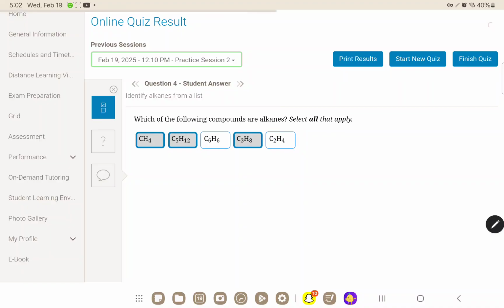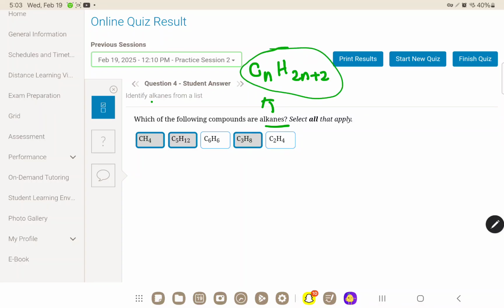Now, moving on. Which of the following are alkanes? A little background information about alkanes. Alkanes are one of the families of organic chemistry, and they have the form CnH2n+2. This is the formula for an alkane. Whenever we want to find an alkane, we use this. So C is 1, and then H, 2 times 1 is 2, plus 2 is 4. So CH4 is an alkane. 5 times 2 is 10, 10 plus 2 is 12.